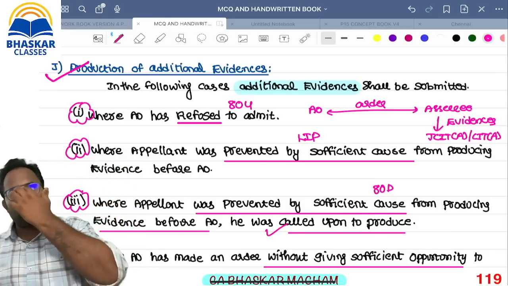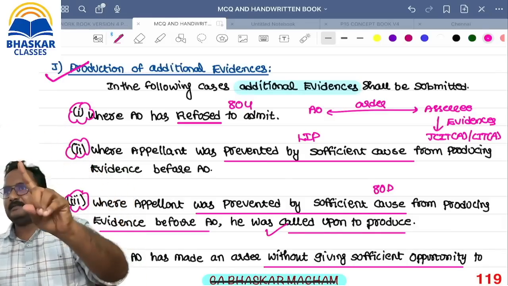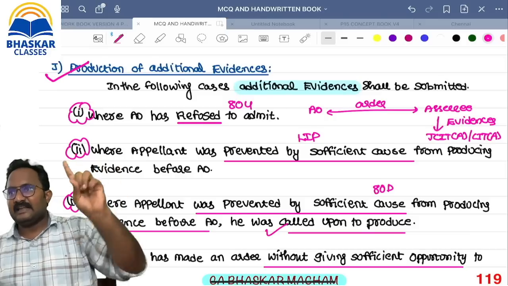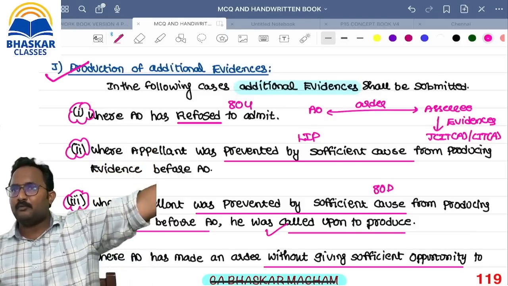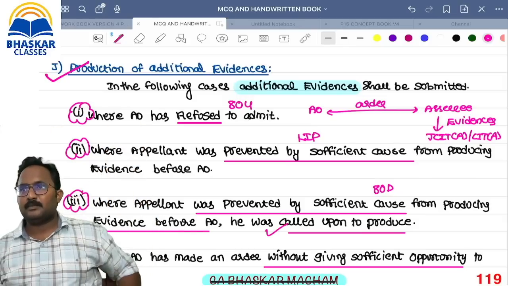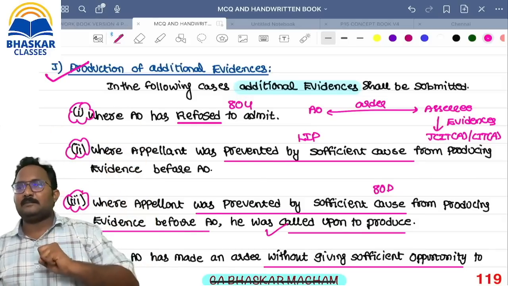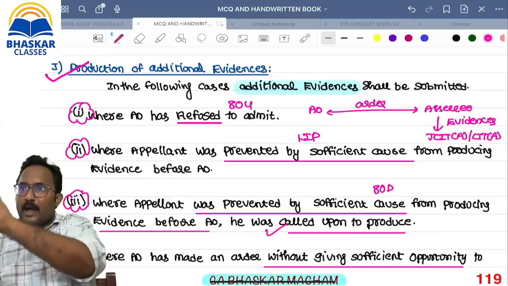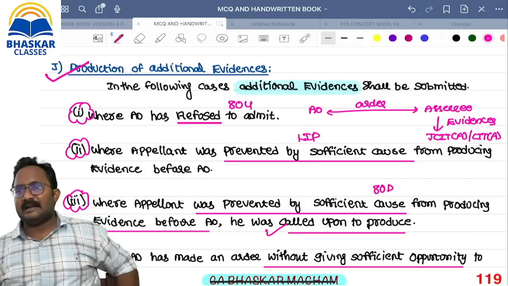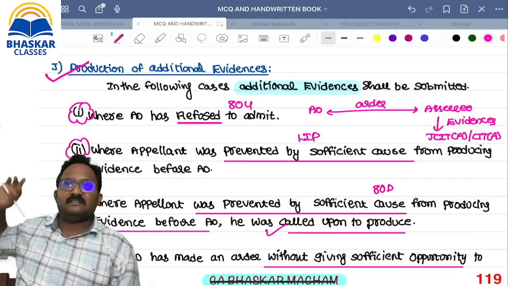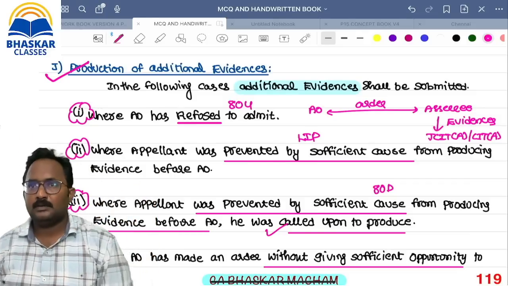So 4 cases, I will explain randomly, remember. First case, the AO refused. Second case, yes ma'am, I want to submit, but due to some reason I am unable to submit before the AO. Now I can submit before the JCIT, CIT. Third, the AO asked for evidence, but I did not submit because of sufficient reason. Now I can submit before JCIT, CIT. Last one, they did not give a chance. Directly they passed an assessment order. Now I can submit before JCIT, CIT. Definitely a 4 mark question.